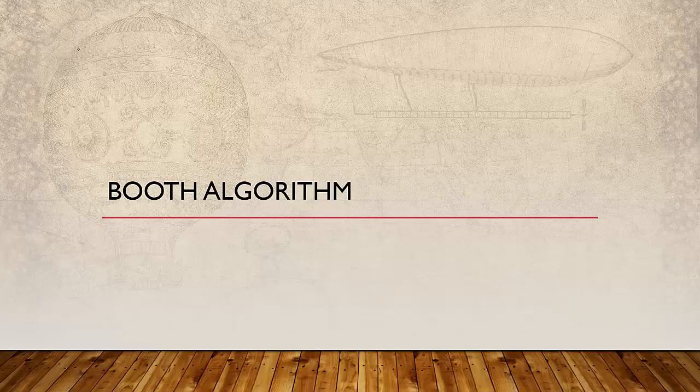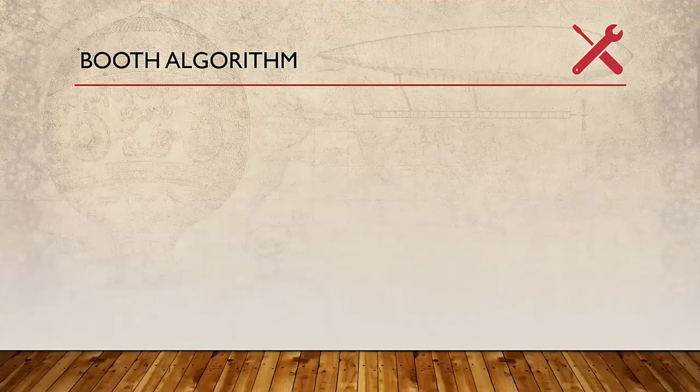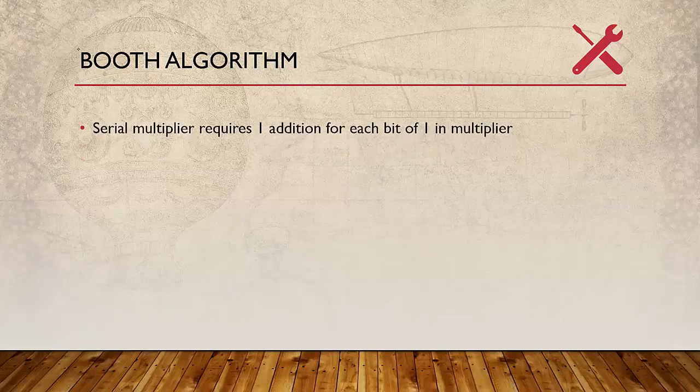Next in computer arithmetic is Booth algorithm. We already know about the serial multiplier, which requires one addition if we see a 1 bit in the multiplier. In this case, the addition seems like the most expensive operation that we have to do. The shifting, for example, is not so expensive. It's not so heavy.